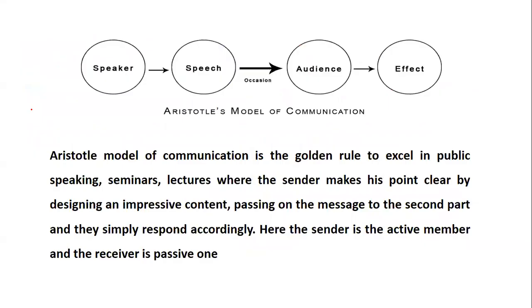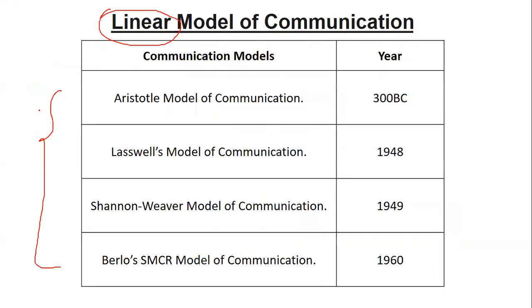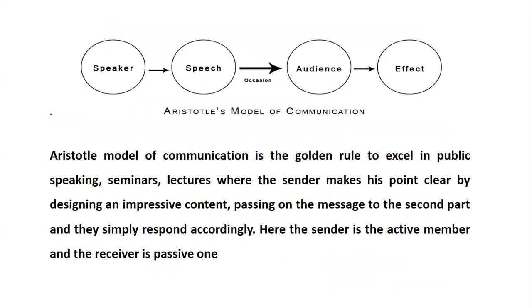Now, under that, as I said, we have various models. So just to help you recall, these are the 4 types of model which come under linear. That is Aristotle model, Lasswell's model, Shannon-Weaver model, and Berlow's model. These are the 4 types. So let's see one by one, what are they? So Aristotle model of communication.